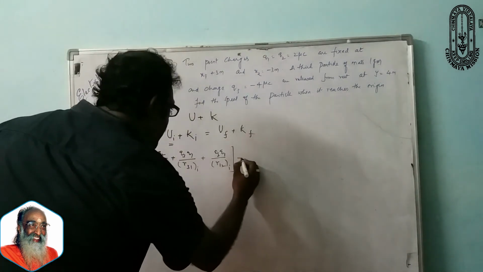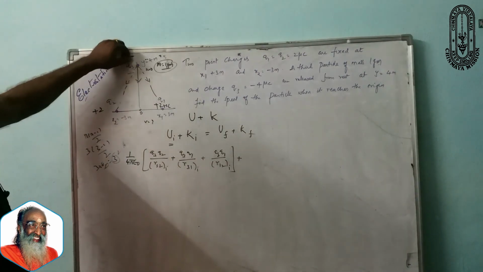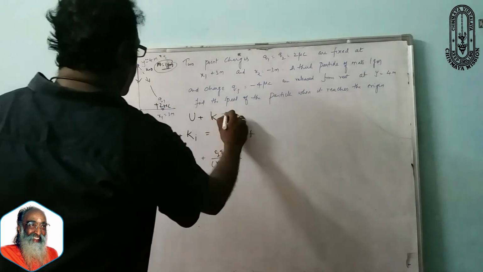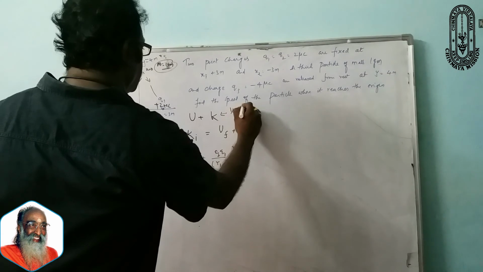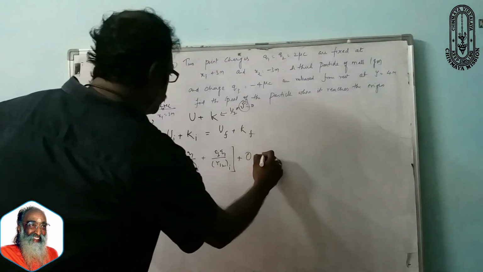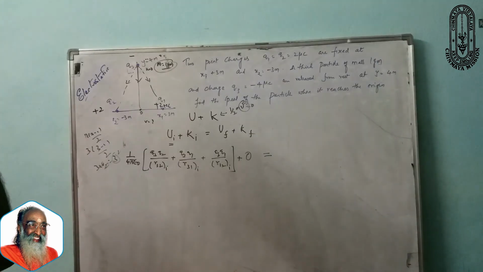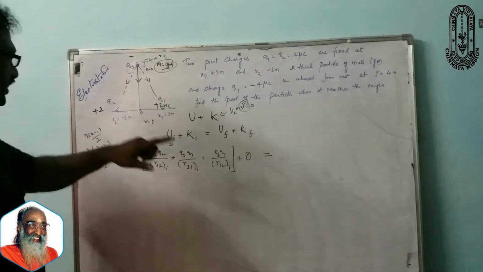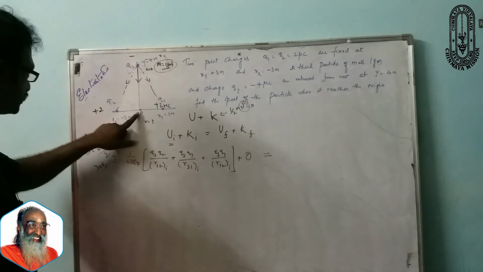What is the initial kinetic energy? Initially the particle is at rest. What is the formula for kinetic energy? Half mv square. So this is 0 initially. Now we are equating this to U final plus K final. U final, K final means when the particle reaches the origin.